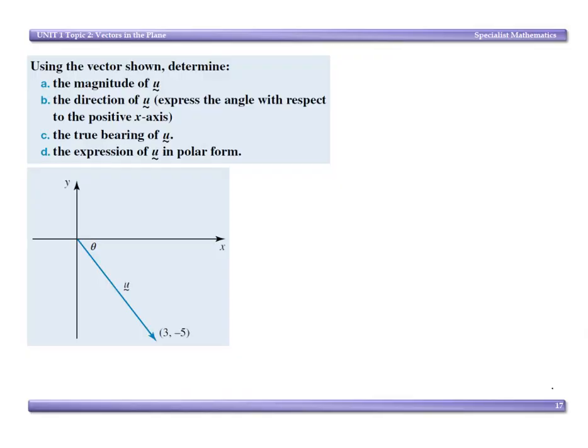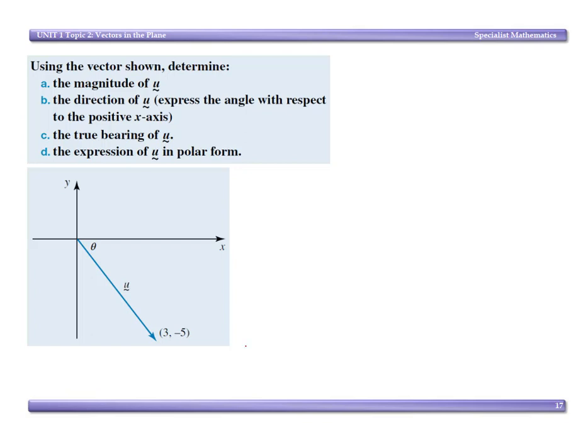So let's look at our first example. Using the vector shown, determine the magnitude of vector u, the direction of vector u, express the angle with respect to the positive x-axis, the true bearing of u, and the expression of u in polar form.